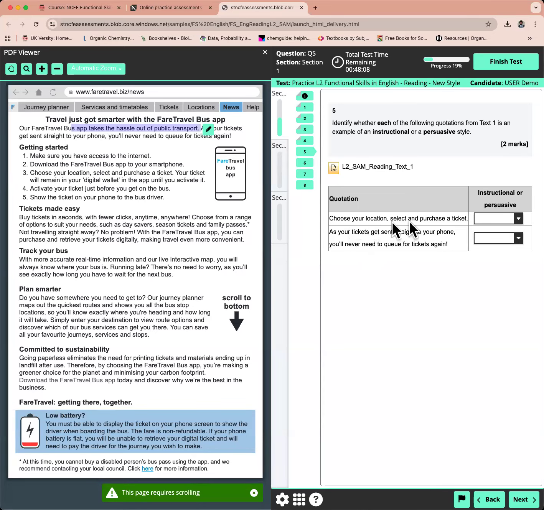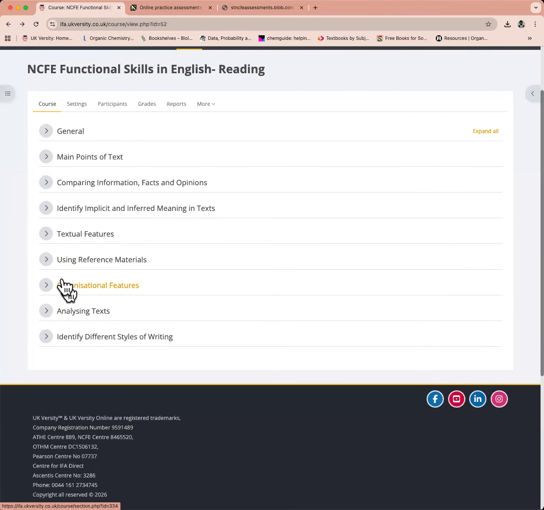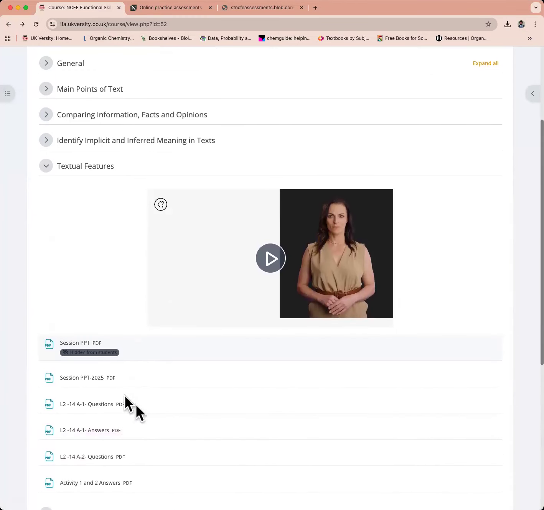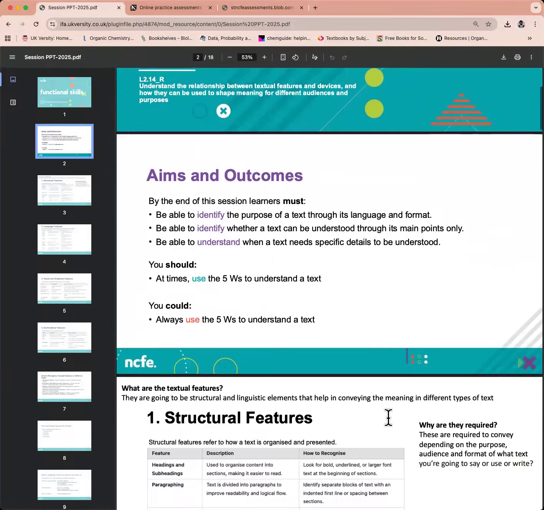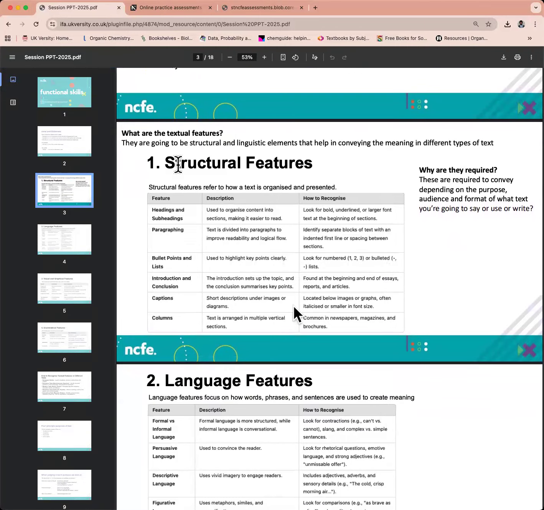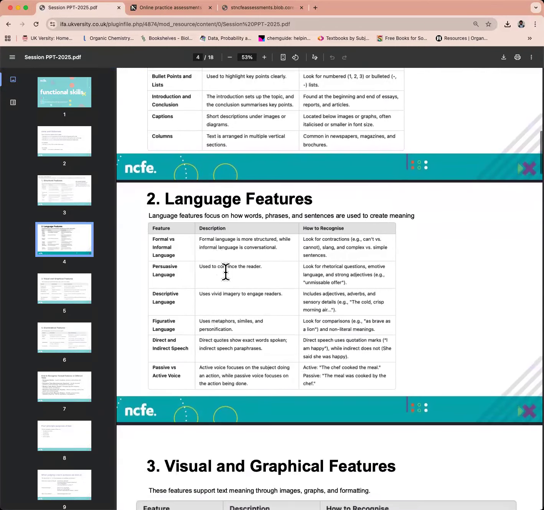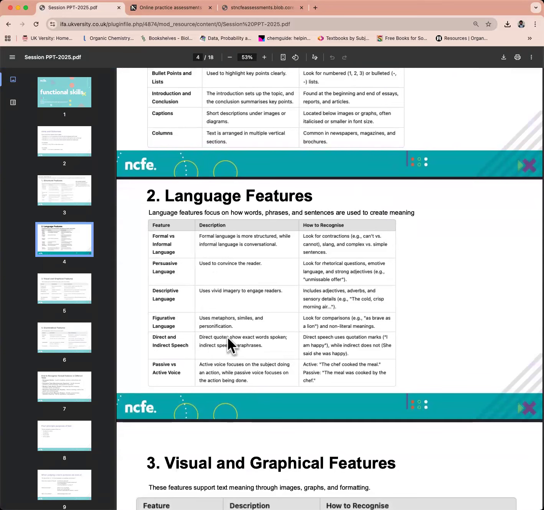Now it says choose your location, select and purchase a ticket. Is this type of text instructional or persuasive? Again, you would look at this in the textual features. When I look at the presentation here, you can see it mentions whether the language features are persuasive or instructional, and some examples are also given. When you say persuasive, you're trying to convince the reader of something. When you say it is instructional, you're passing it out as instruction.